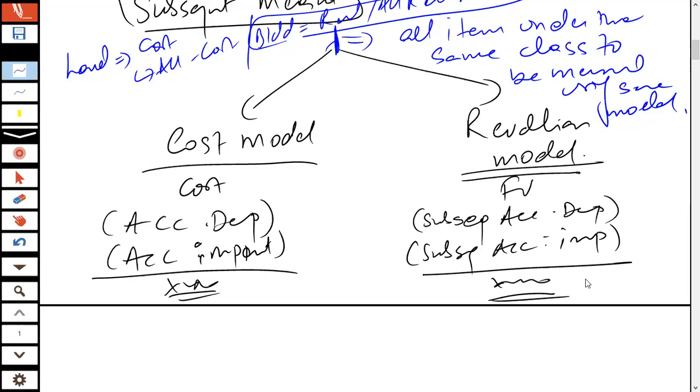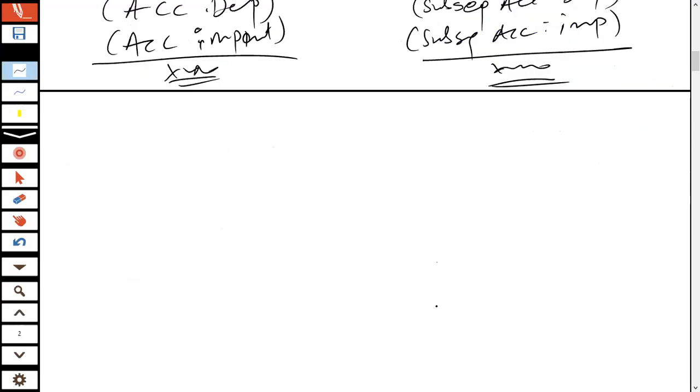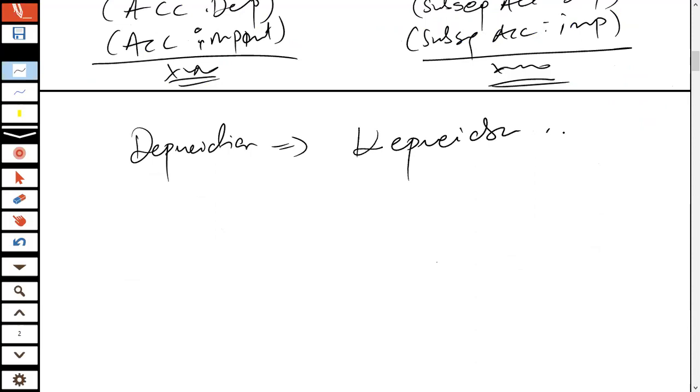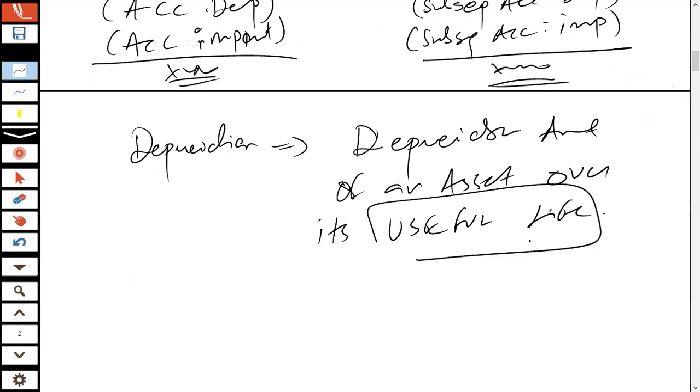Now let's move a bit forward and discuss further. When we talk about the depreciation of the property, plant and equipment, you spread the depreciable amount of an asset over its useful life. Always remember, we use the useful life.